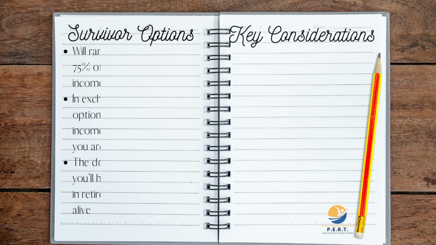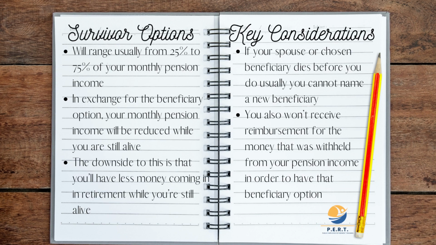You'll also likely have an option to leave a percentage of your monthly pension to a spouse or beneficiary. These survivor options will range usually from 25% to 75% of your monthly pension income. So there will likely be several different survivor or beneficiary options to choose from. In exchange for the beneficiary option, your monthly pension income will be reduced while you're still alive. So in essence, you're paying for the survivor benefit in retirement. The downside to this is you'll have less money coming in retirement while you're still alive. However, you can still have income continue to your spouse or beneficiary should you pass away.